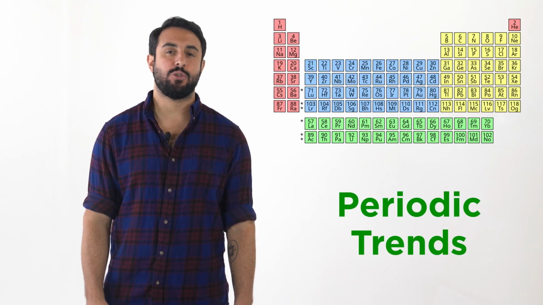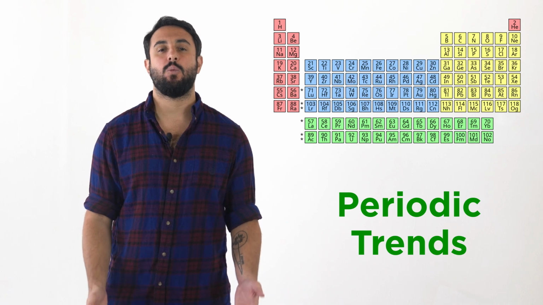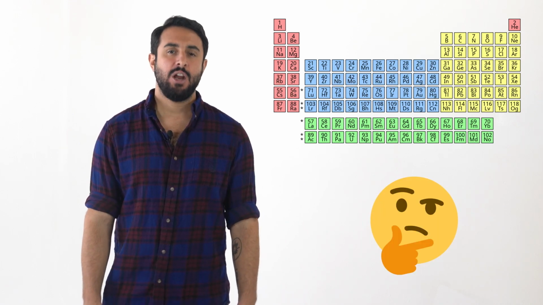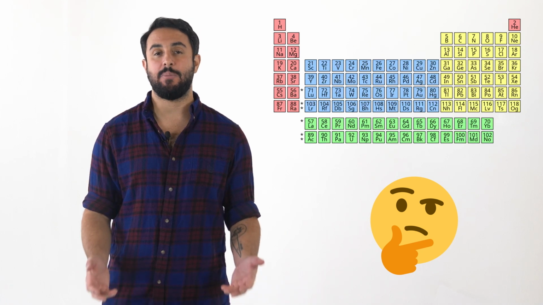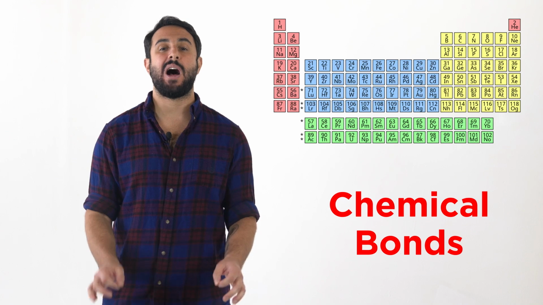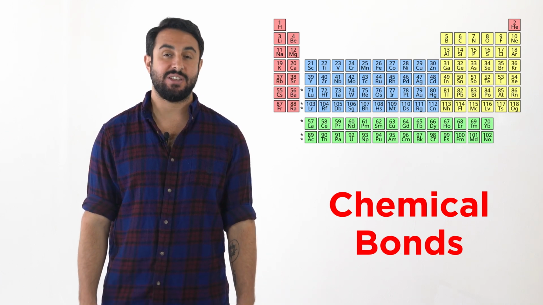With some periodic trends covered, we are ready to find out what happens when two elements come into contact with one another. There are several options for how they may interact, meaning that there are different ways that chemical bonds can form. So let's go over these now.